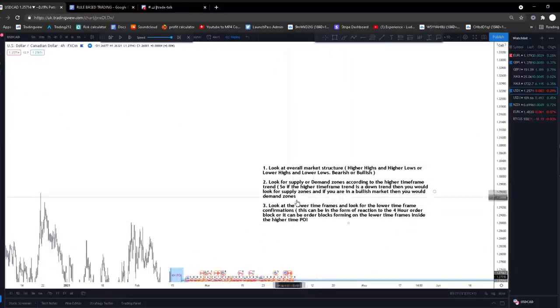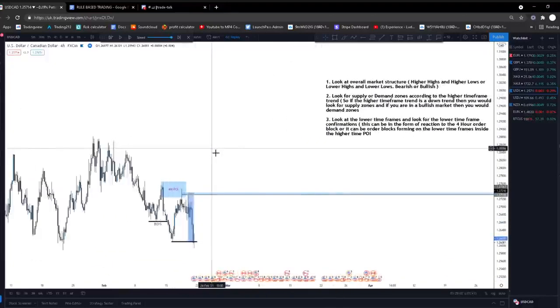Look at your higher time frame structure. Look for your supply and demand zones. Right, enter accordingly. Then go down to your lower time frames. Look at your confirmations. Find your confirmations in the form of Wyckoff distribution schematics if you're looking to sell, and supply zones, or Wyckoff accumulation setups and demand zones if you're looking to buy. Simple as. Don't overcomplicate the market.